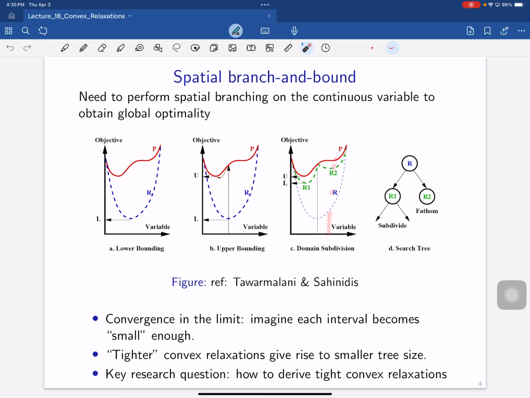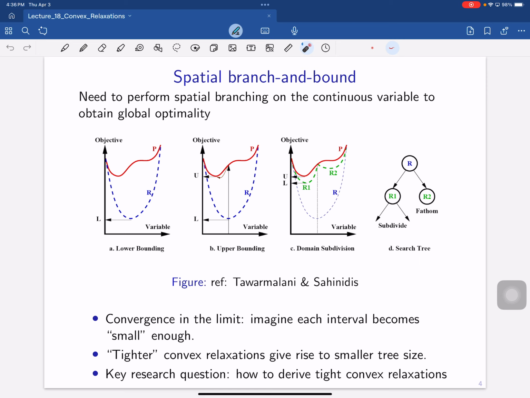As you can imagine, you keep dividing this continuous region into smaller and smaller regions. At the end of the day, the idea is the convex relaxation will approach the original function that is non-convex here. As you partition the domain of this problem such that each of the intervals approaches a diameter of 0, then the convex underestimator will converge to the original problem. So that's actually the intuition why global optimization methods converge.